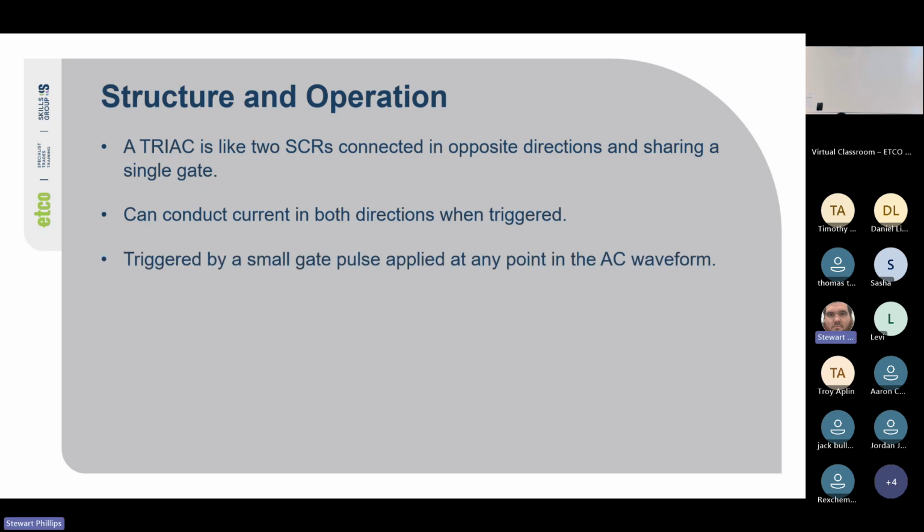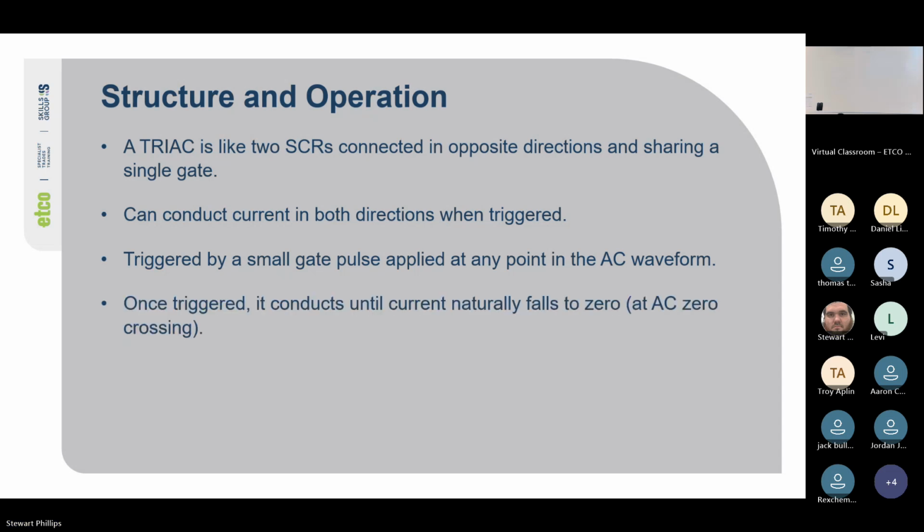So it is triggered by a small gate pulse applied at any point in the AC waveform. Once triggered, it conducts until the current naturally falls to zero at AC zero crossing. So if an SCR is a one-way electronic switch, the triac is a two-way switch. It controls power flow on both halves of the AC waveform.